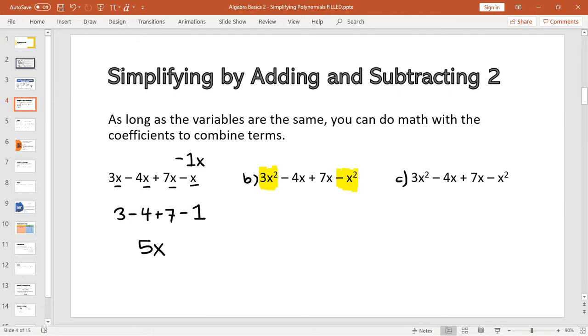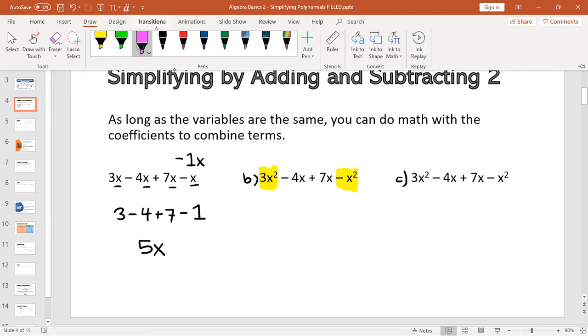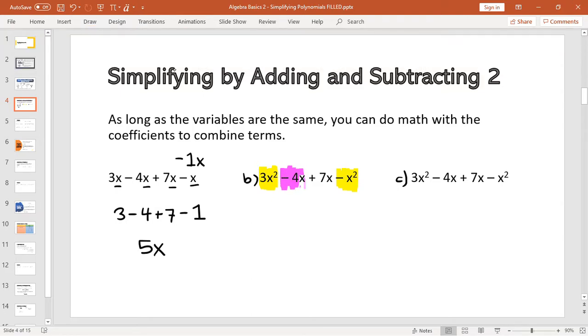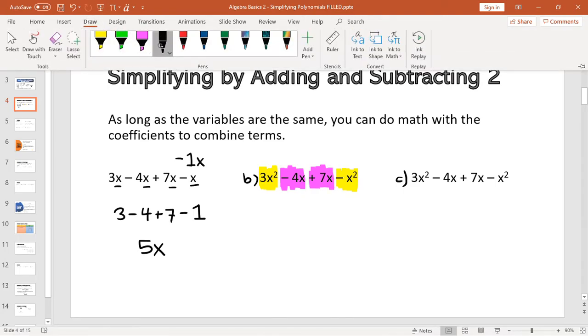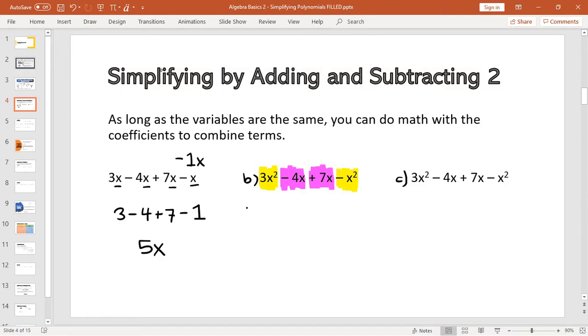So I just color and then make sure I add all the color parts together. And notice I'm coloring in the sign in front because that's the action I'm going to take with it, whether I'm going to add or subtract. So looking at my yellows, I have 3x squared minus 1x squared. So 3 minus 1, 2. Keep the variable. Looking at my pinks, I have minus 4 plus 7. That's positive 3. Positive 3x. And make sure you always have an operator in between those terms.